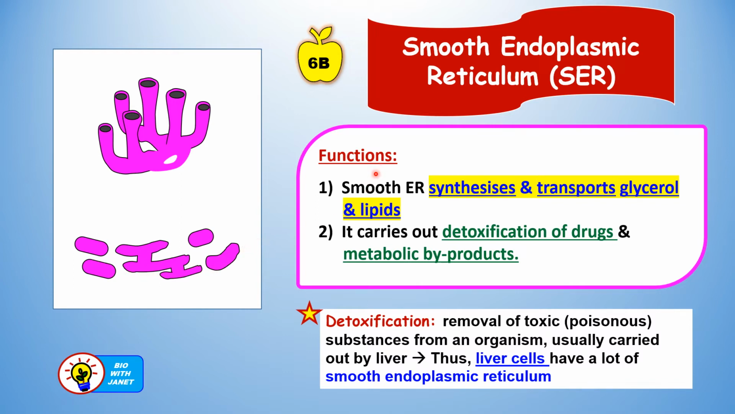So what are the functions of the smooth ER? The smooth ER, or smooth endoplasmic reticulum, synthesizes and transports glycerol and lipids, unlike the rough ER that transports proteins. So smooth ER synthesizes the glycerol and lipids and then transports them, right? So it transports different substances from the rough ER. To remember this, imagine a smooth ER. Lipids are, for example, oil is a lipid, right? So when you touch it, it has a smooth feeling. So remember, smooth ER synthesizes and transports lipids and glycerol.